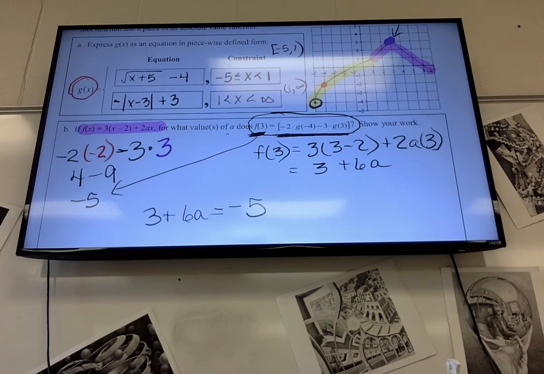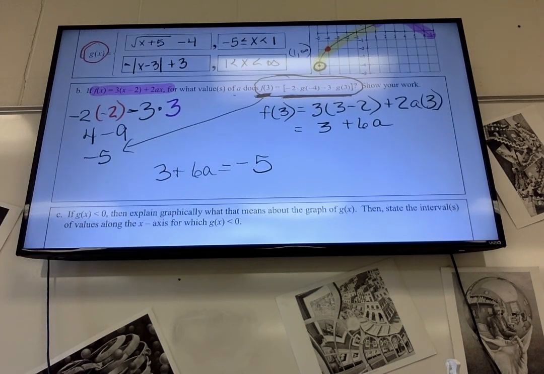So this is a several-step problem, but it's a free response question, so it makes sense that it should be several steps. Subtract 3 on both sides. I get 6a equals negative 8. Divide by 6. I get a equals negative 8 over 6, which I can reduce by dividing by 2. You get negative 4/3.